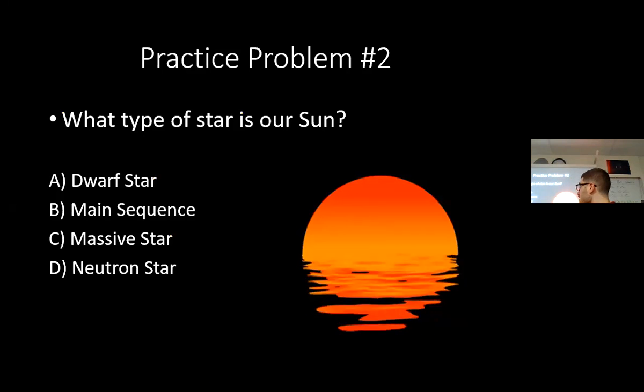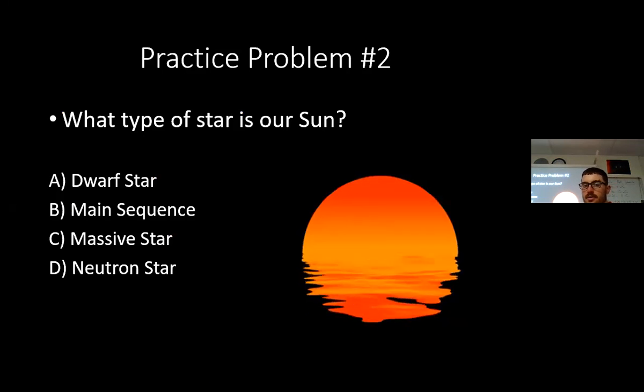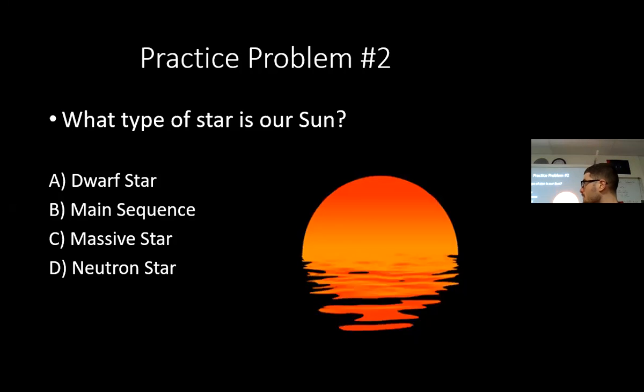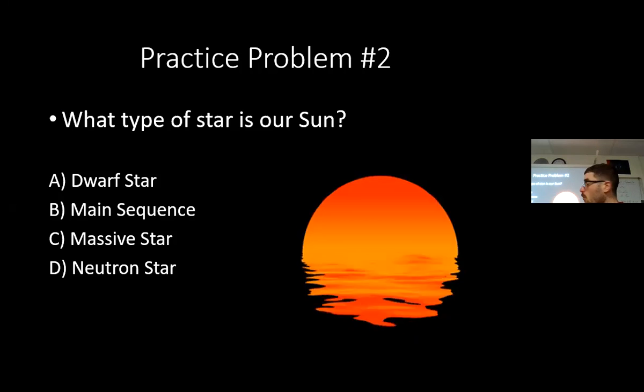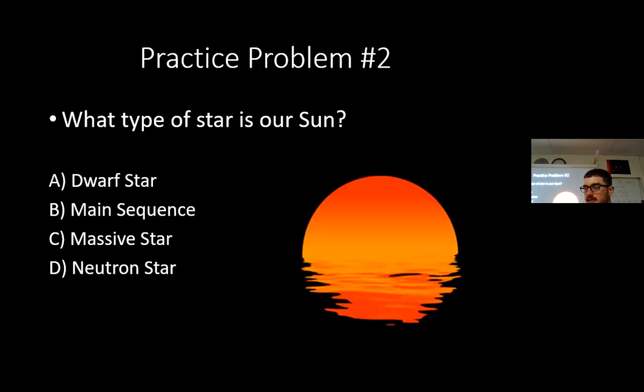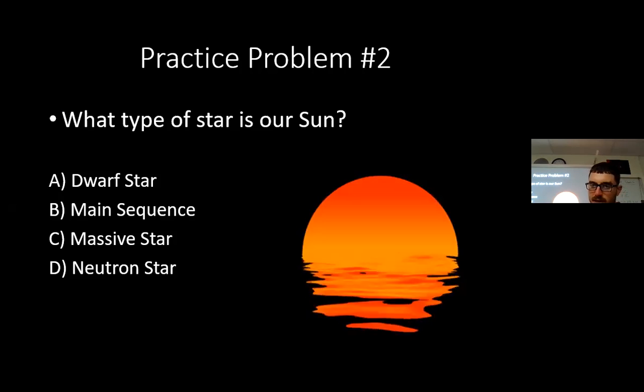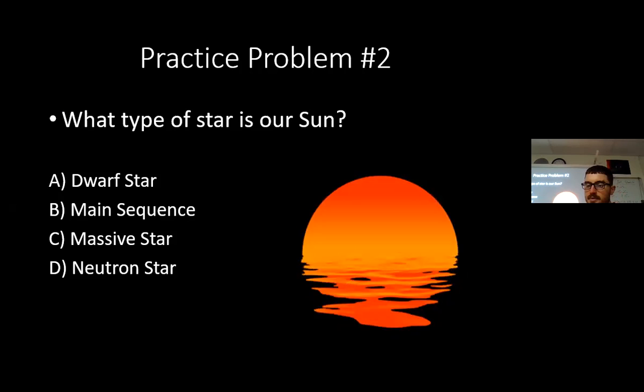All right, what type of star is our sun? You need to answer in the chat for participation. Is it A, a dwarf star, B, a main sequence star, C, a massive star, or D, a neutron star? Again, what type of star is our sun? Make sure you answer in the chat for the participation credit. Give you guys about 30 seconds.